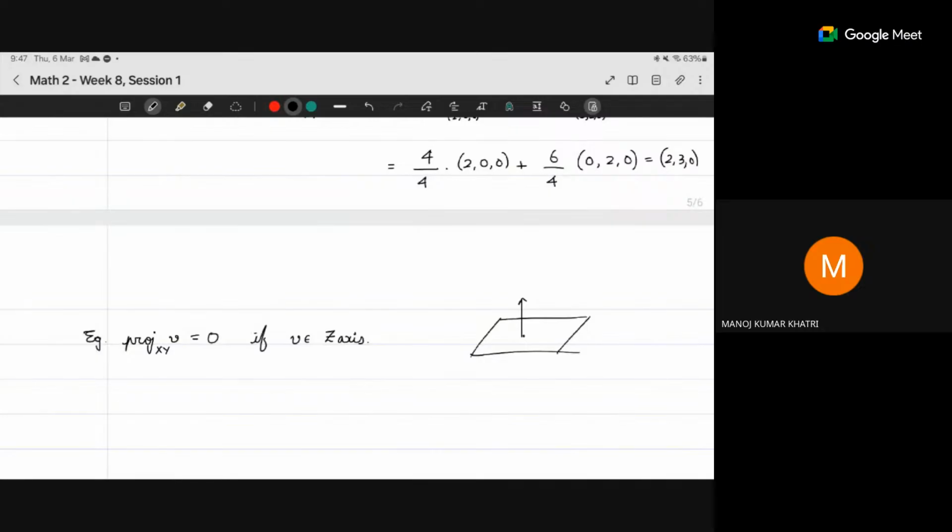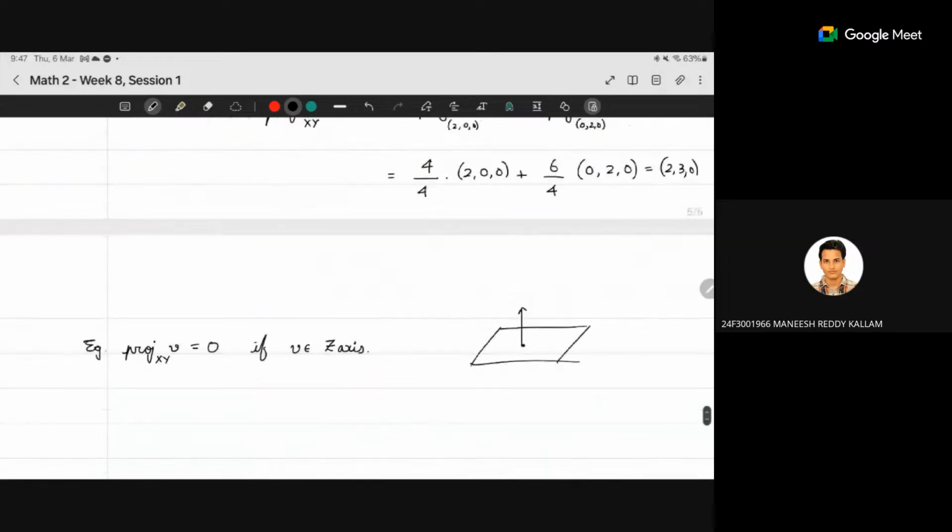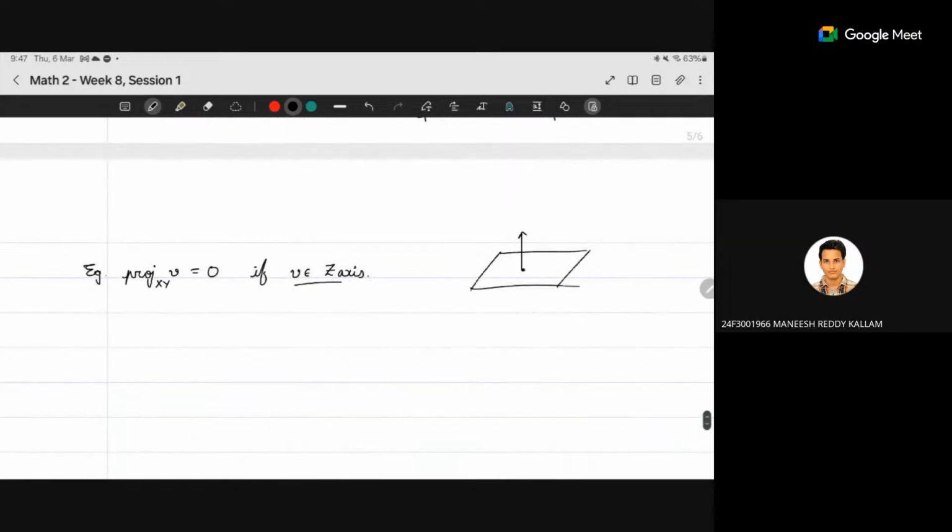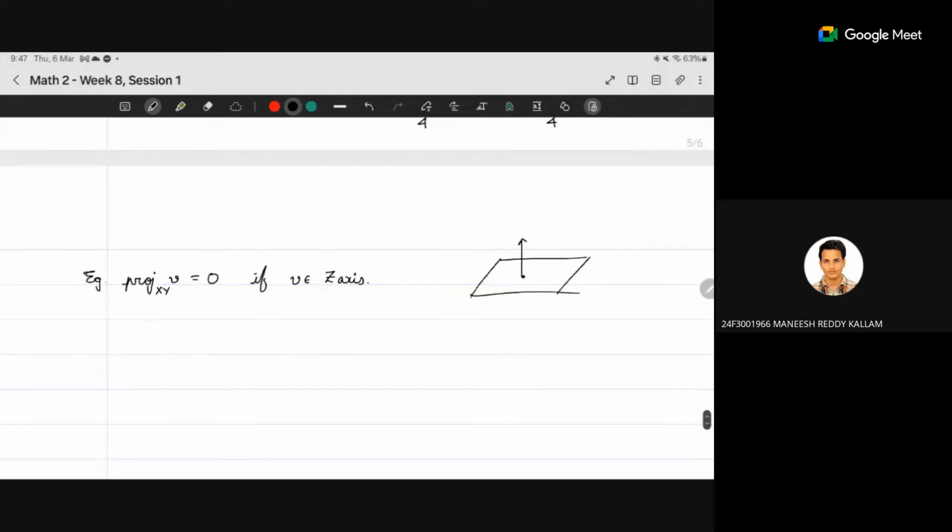Sir, so the 0,0,3 example which you have taken before is zero projection on the xy plane. Yeah, for any vector on the z-axis that is true. You can verify that this happens. This is 0. Got it, sir.